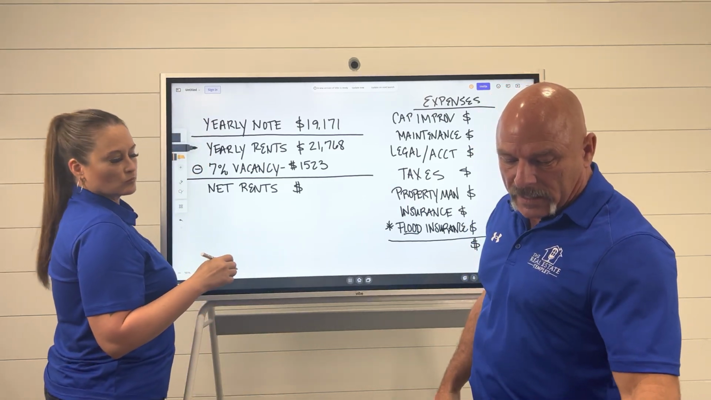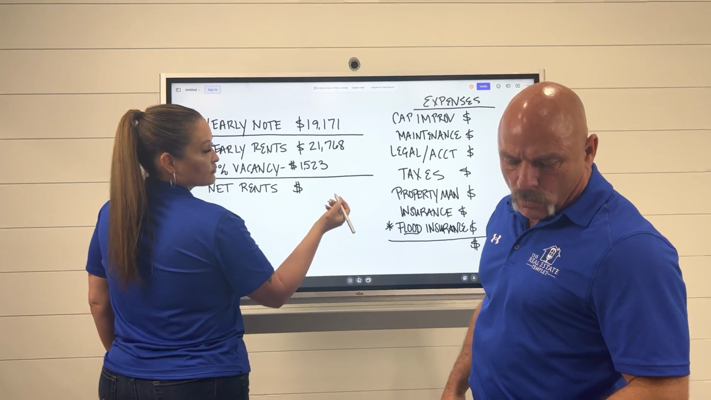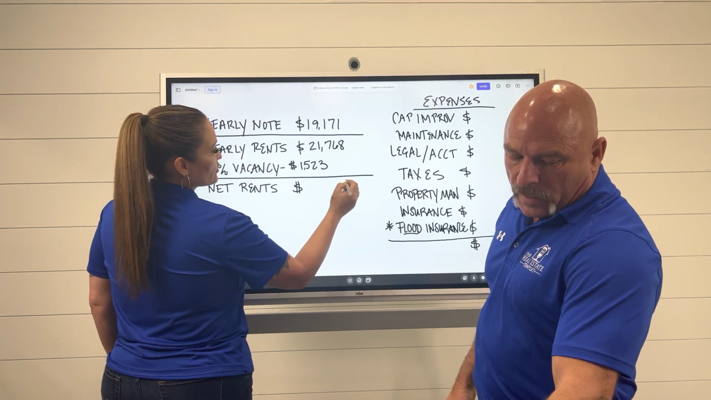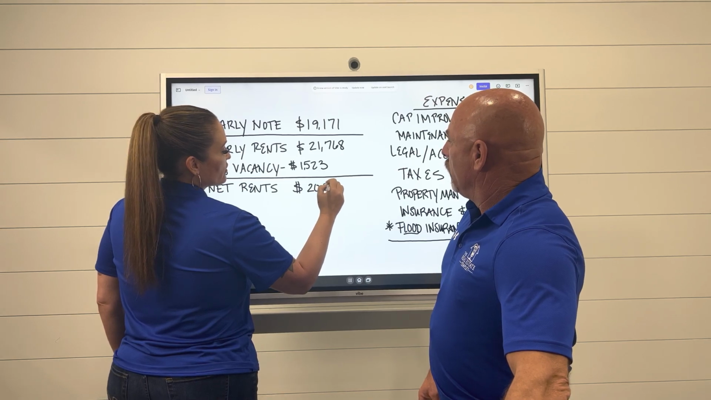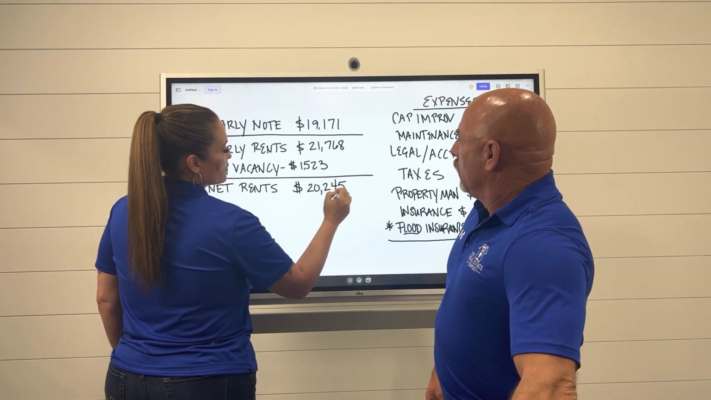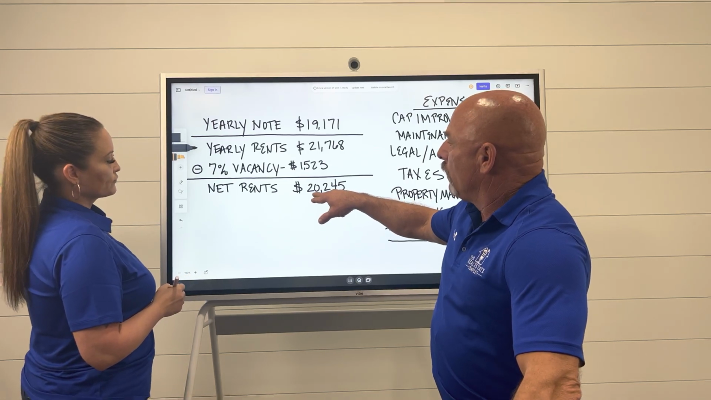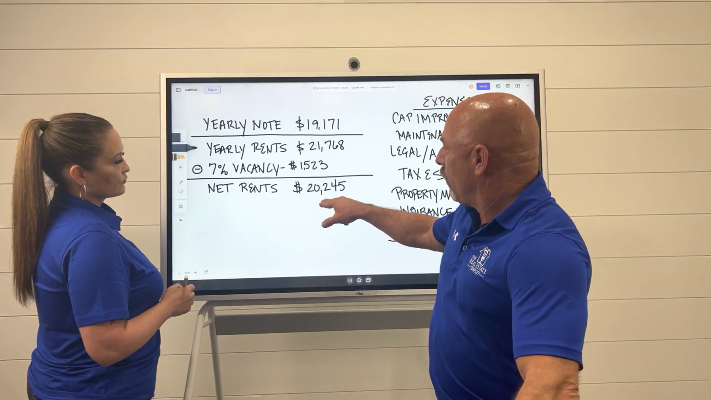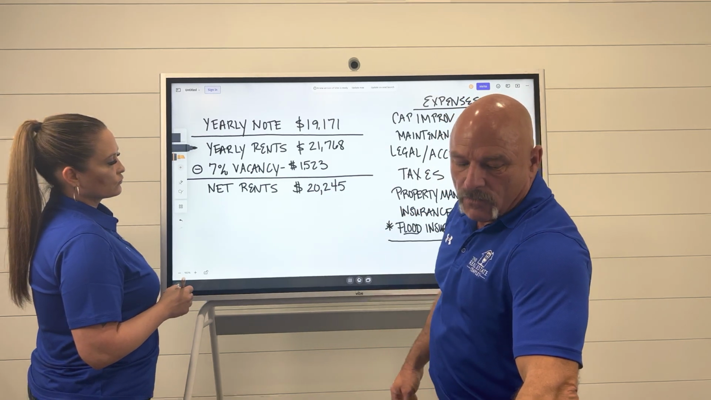So our net rents at that point right there will be what? I don't have my calculator. Do you want me to? $20,245. $20,245? Yeah. Okay. All right, so we're going to start from there, and we're going to say our rents that we're bringing in every single year, at least starting out, is going to be $20,245.